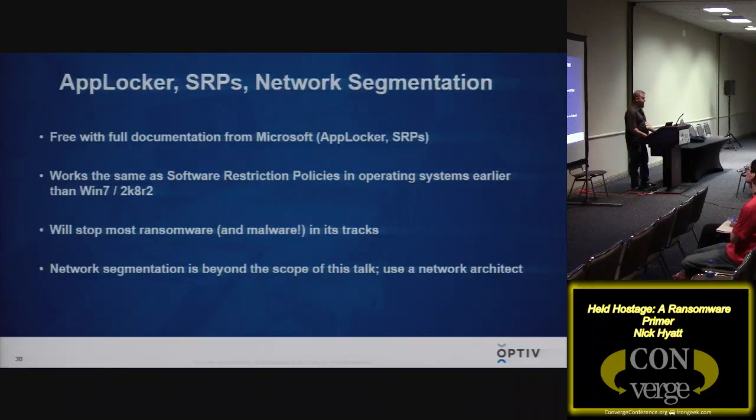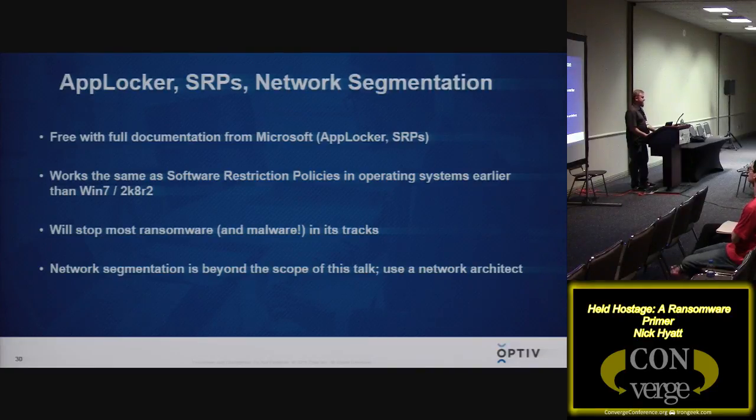And we'll talk a little bit about AppLocker, SRPs, and network segmentation. There was a question earlier in one of the presentations about how effective whitelisting is. One of the things that we notice is that whitelisting is super effective, but you're going to need one dude working 40 hours a week to keep everything appropriately whitelisted. It is free with full documentation from Microsoft, and that's AppLocker and software restriction policies.